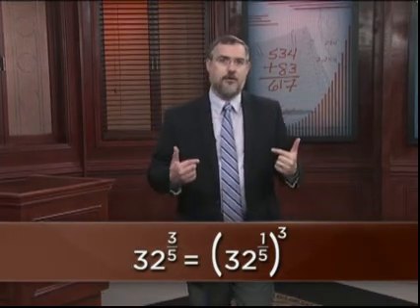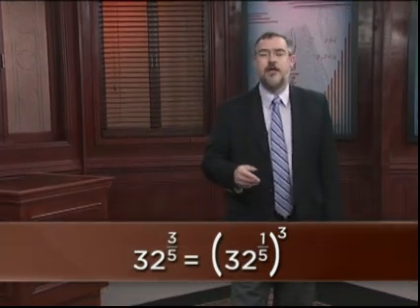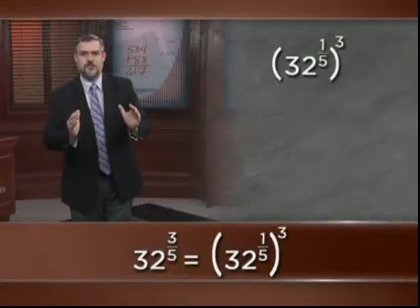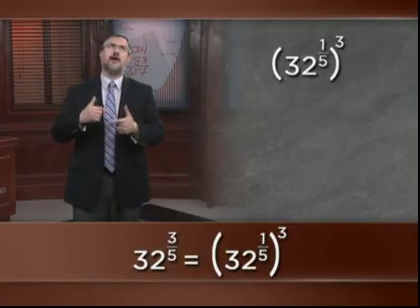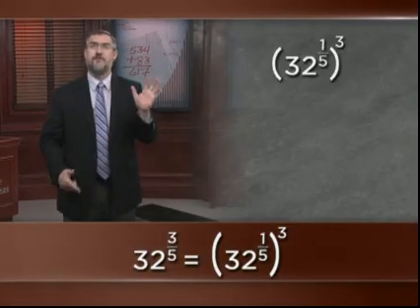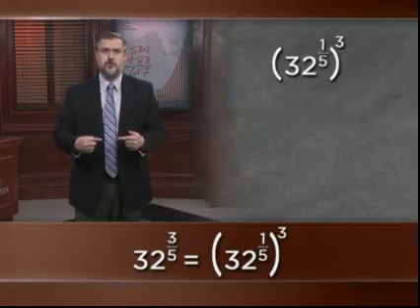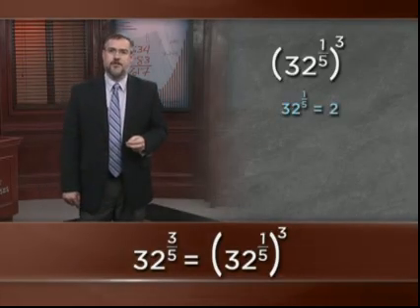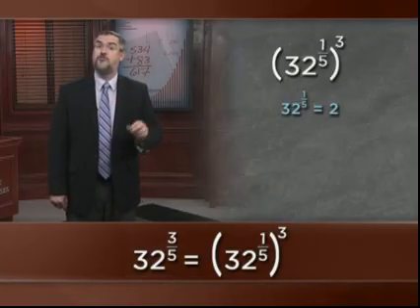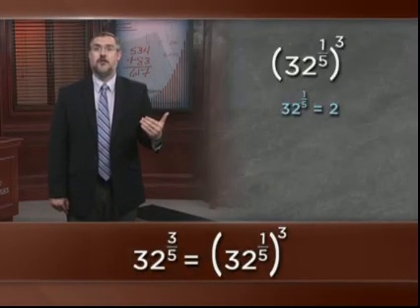Now let's work through the problem as it's written this way. I want to do what's in the parentheses first. That's the 32 to the 1/5 power. Now I have to think backwards. What number is going to be raised to the 5 to give me 32? Well, that's going to be 2. 32 to the 1/5 is going to be 2, because 2 to the 5 equals 32.